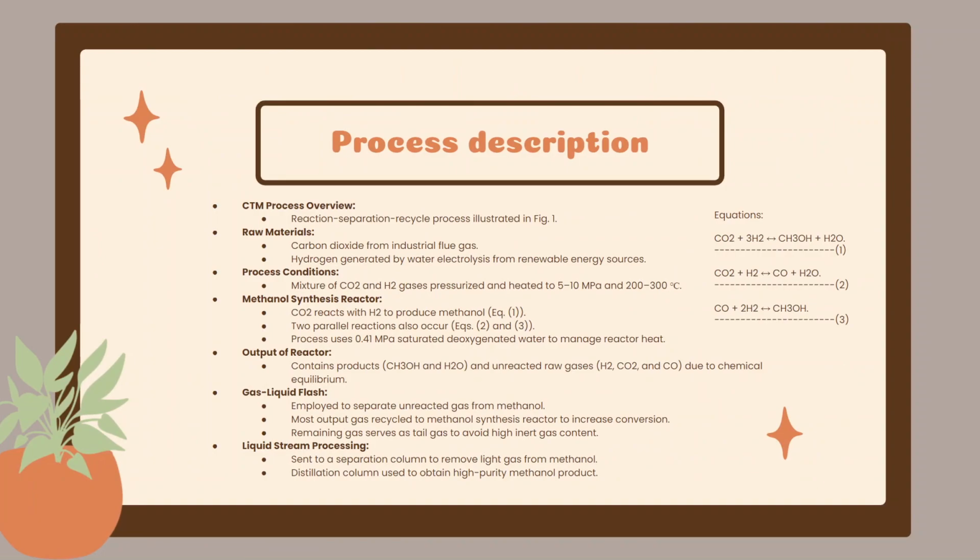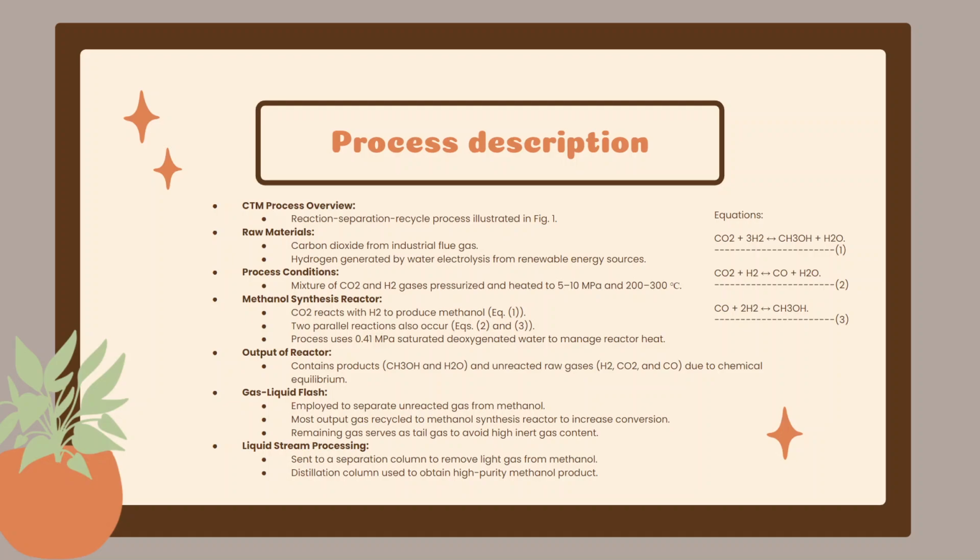The CTM process is a reactive separation recycle system. Carbon dioxide from industrial flue gas and hydrogen from water electrolysis are used as raw material for methanol production. The CO2 and H2 mixture undergoes pressurization and heating after entering the methanol synthesis reaction, where methanol is produced along with parallel reactions. To manage the exothermic reaction, saturated deoxidized water is used for heat removal.